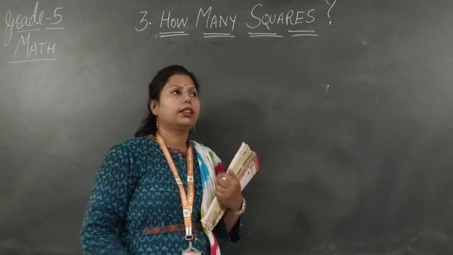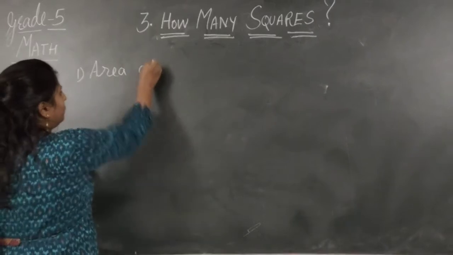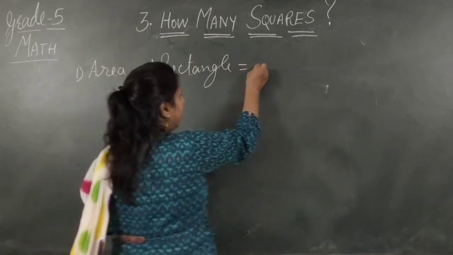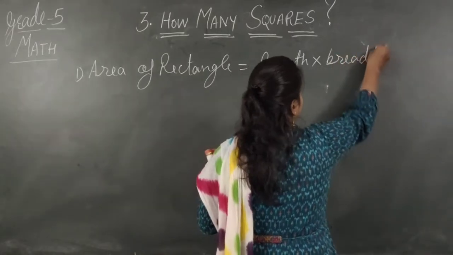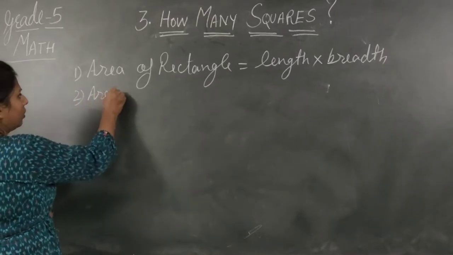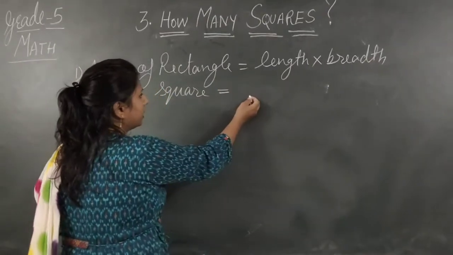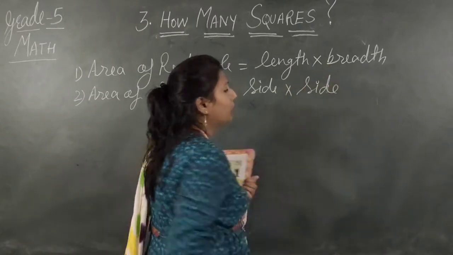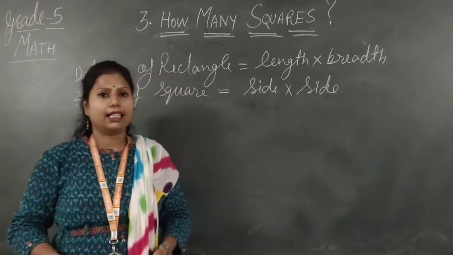So we have to know the formula of area of rectangle. So what is the formula of rectangle? It is length into breadth. What is the formula of area of square? That is side into side. So here student, we have to find the area of rectangle or area of square as a stamp.